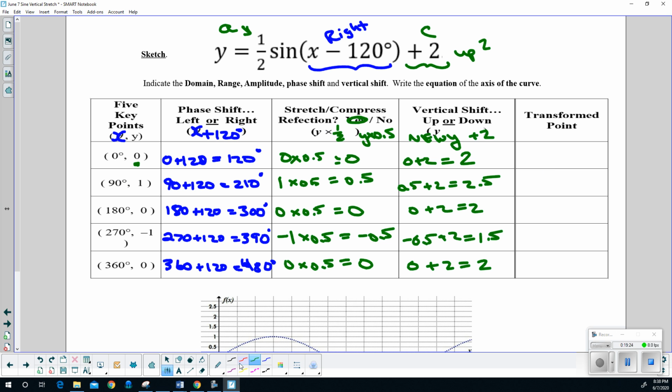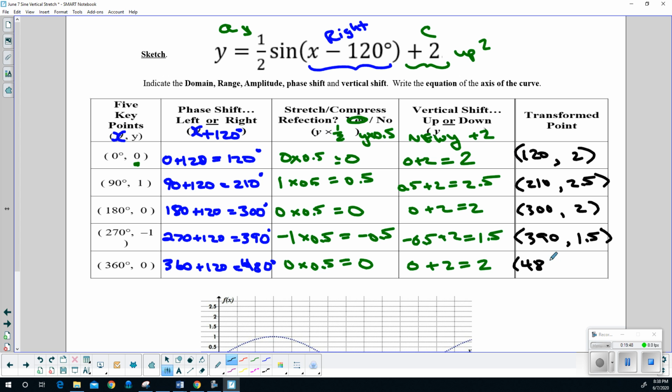So my new points, the ones I'm going to graph down below, I'm going to take my x values here. So it's going to be 120, and my new y value, which is 2. 210, 2.5, 300, 2, 390, 1.5, and 480, 2.